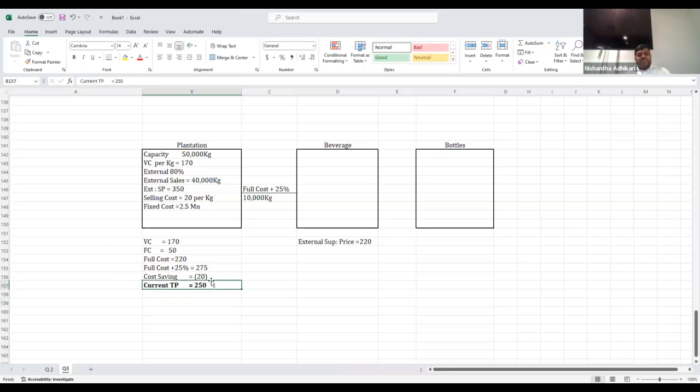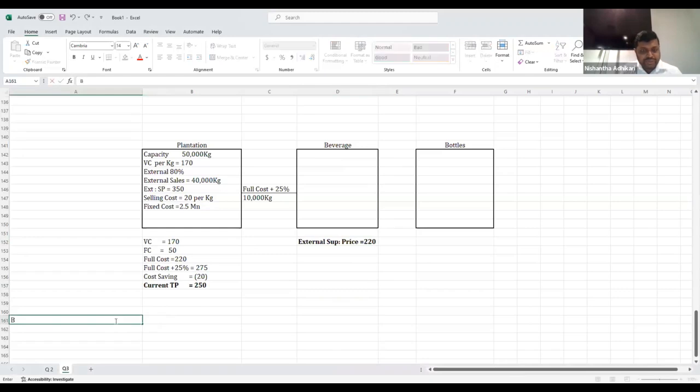Current transfer price 250, but external supply offered at 220. Then definitely they will go and purchase from the external supplier. Why? It is cheaper to them. If they decide to purchase externally, what is the benefit to them? Benefit to the beverage division.